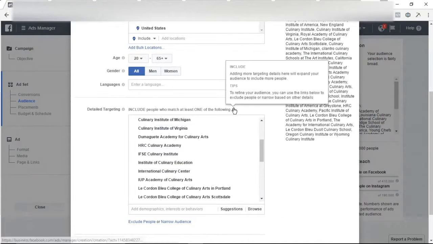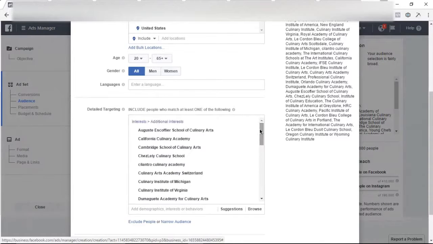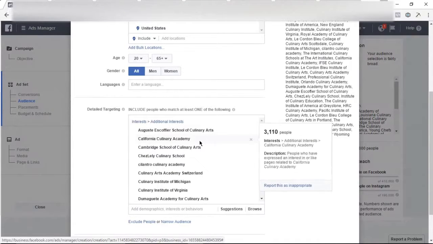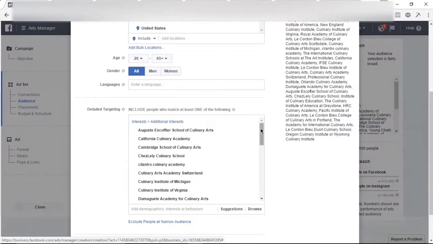So when I did the targeting, you're wondering, why do I have so many in here? If you can see, some of these schools only have around 3,000 people in there. So my personal decision was that I'm going to put them all in one target audience.